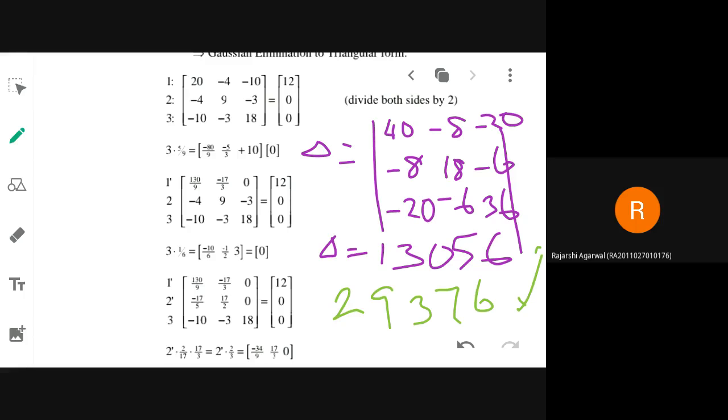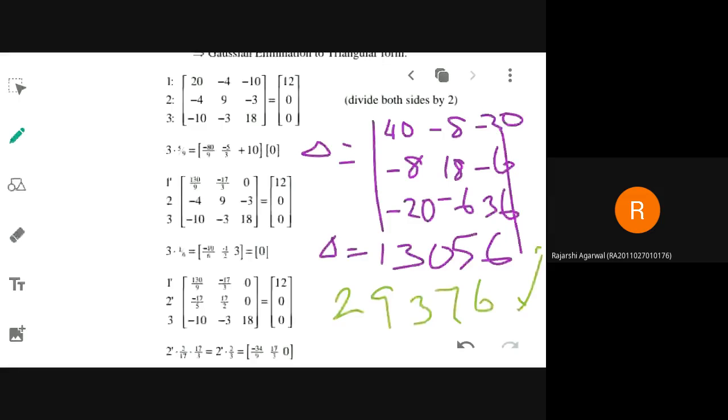Ma'am, let me check with the calculator. Only three people are giving me answers, and all are different. Then how can I cross check? Okay, I will ask some girls.